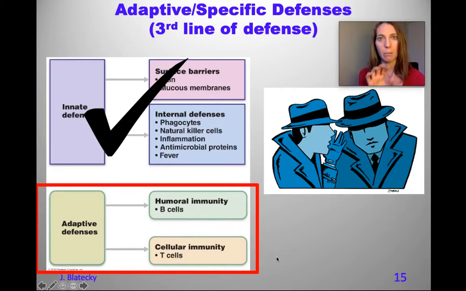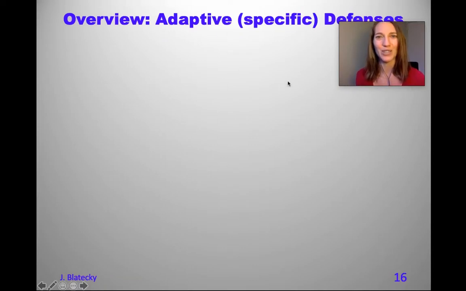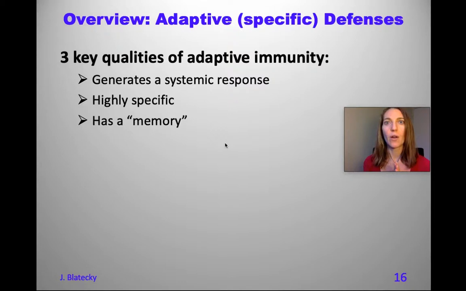But I want to keep things pretty big picture still for this video. So I want to talk a little bit more about general contrast that we see with specific defenses. Okay, if you think about some of the key qualities of the adaptive immunity. So I've emphasized this quite a bit already. We have a memory here. We don't see that with innate immunity. It is highly specific, highly targeted, right?